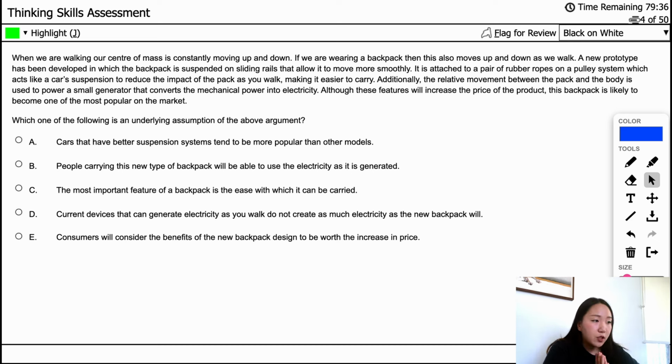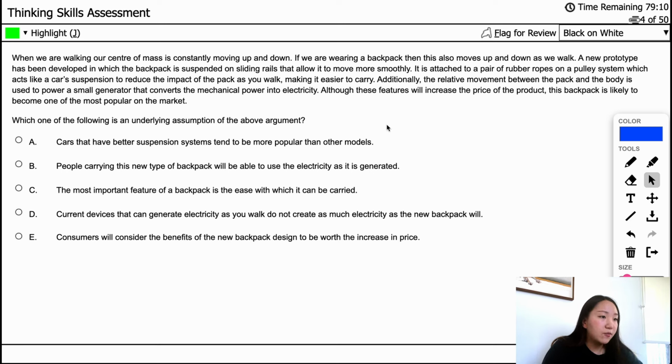So with an assumption, you need to find the argument first, and then you need to see what needs to be true or what has been left unsaid but is essential for this argument to work. So in doing that, you can do it any way you like, but always read the passage first, look for the main conclusion, look for the argument, and then look for what is missing, and then try to see if it is one of the answers A to E. Again, this is one of those where you start with the passage.